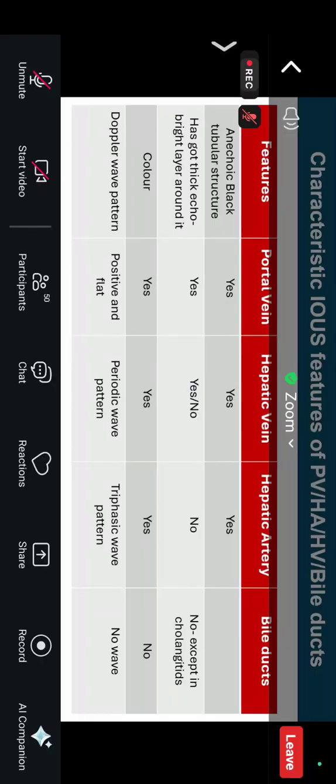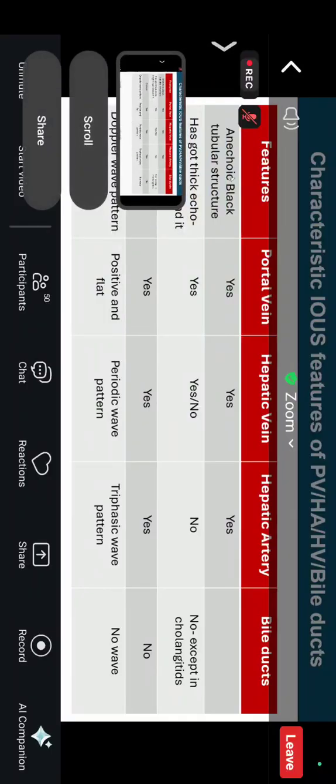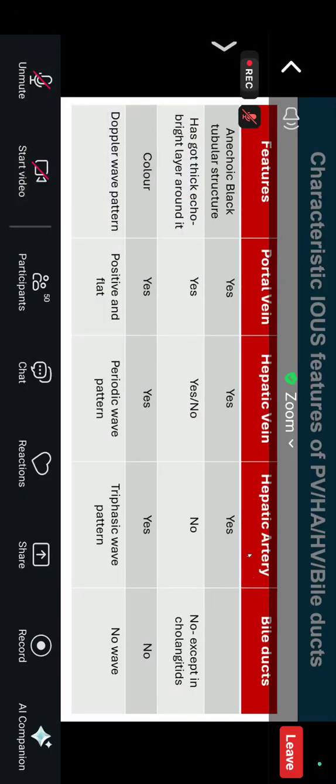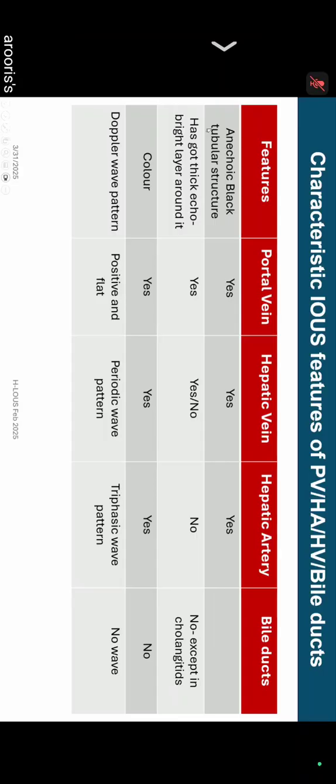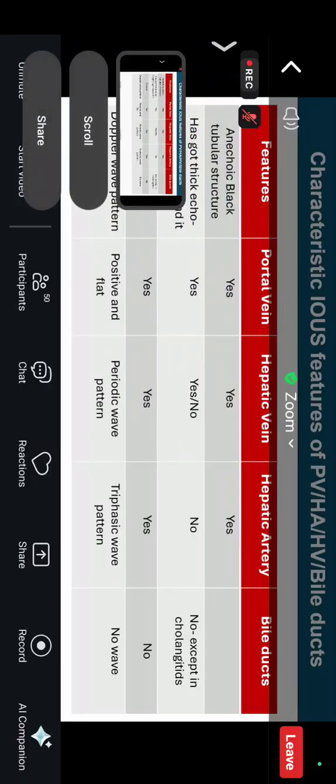Again, please, you can have a look, but in terms of remembering things, the portal vein, hepatic artery, and the bile duct, all of them are anechoic black tubular structures. But the portal vein has got a thick echobright layer around it, so has the hepatic vein close to the diaphragm, so has the bile ducts. All of them have the color except the bile ducts, but the important thing is the Doppler wave pattern. Positive and flat is the portal vein, periodic wave pattern is the hepatic vein, triphasic wave pattern is the hepatic artery, no wave pattern in the bile ducts, okay? So that's a table which is the summary of all the different ultrasound characteristics of various structures.